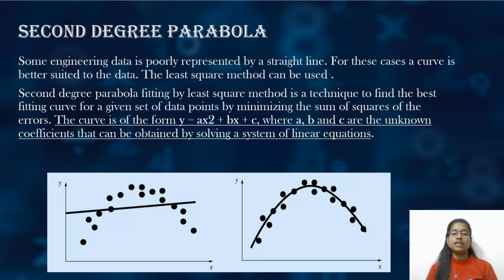So the curve is in the form of y = ax² + bx + c, in which a, b, c are the unknown coefficients, and they can be obtained by solving a system of linear equations. As you can see, in the first graph, some data points cannot be represented in a straight line. So they can be represented by using a curve, which is shown in the next graph.